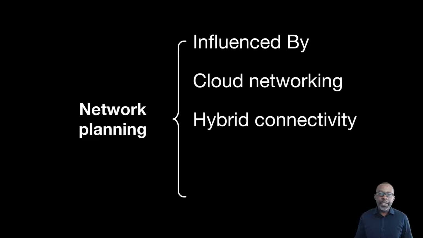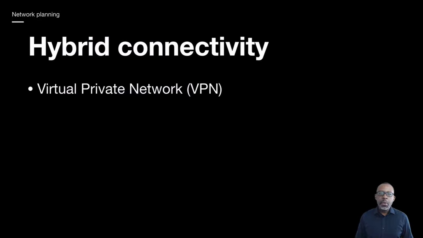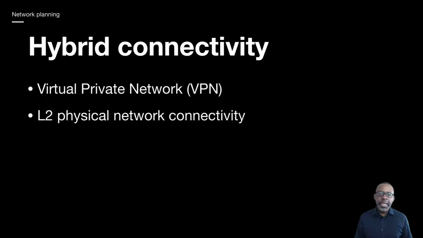From a hybrid connectivity perspective, there are a number of options that we may consider. One of those options is a virtual private network, or a VPN. A VPN allows us to have an encrypted connection between two networks over the public internet. This enables organizations to securely migrate workloads from networks that originate from outside of the cloud environment. An organization may also choose to invest in a physical connection between an on-premises network and a network in the cloud.